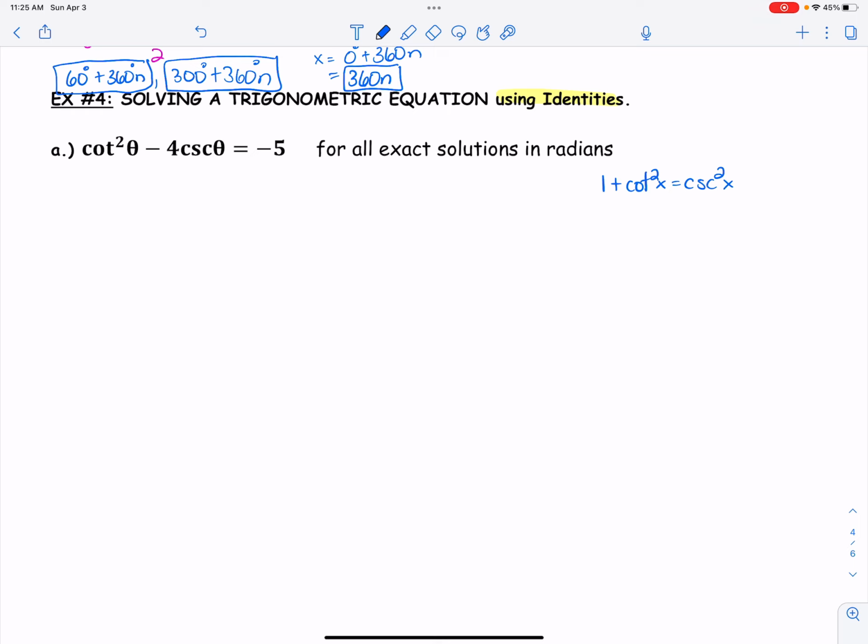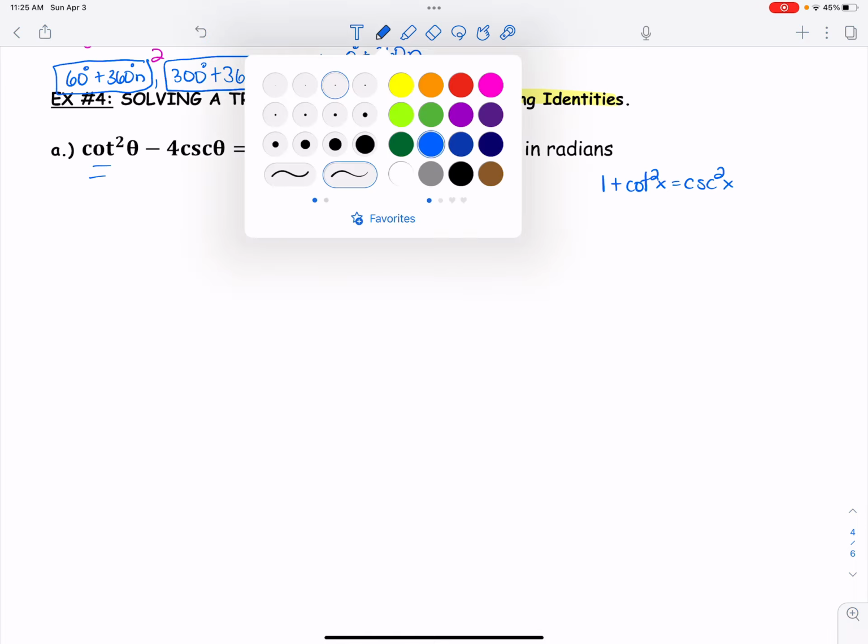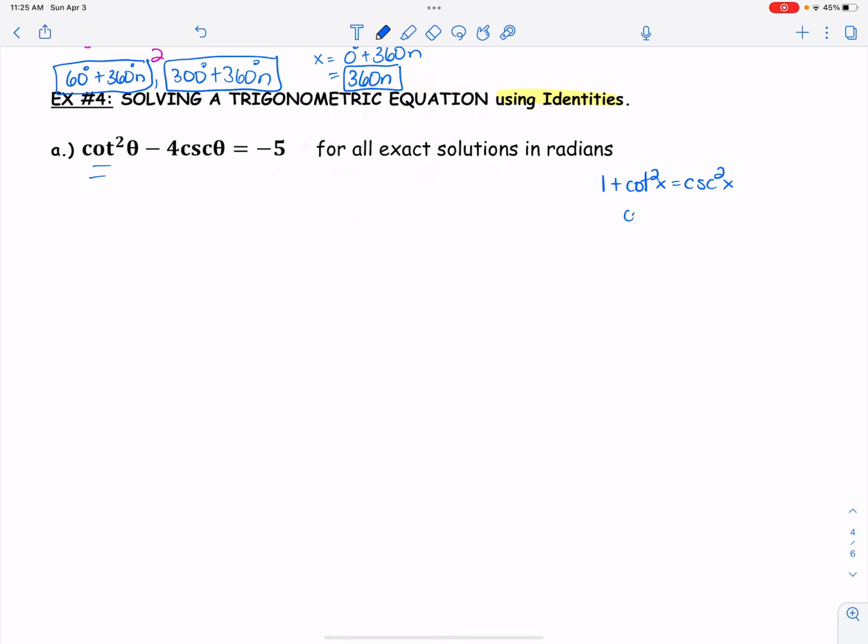Those are related. So now I can't replace this guy because he's not squared, but I can replace cotangent squared, right? If I rearrange this, I'm going to end up with cotangent squared, and move that 1 over to the other side. I know that those two things are equal. So I can replace cotangent squared theta with cosecant squared minus 1. And then I just bring down the rest of the equation.